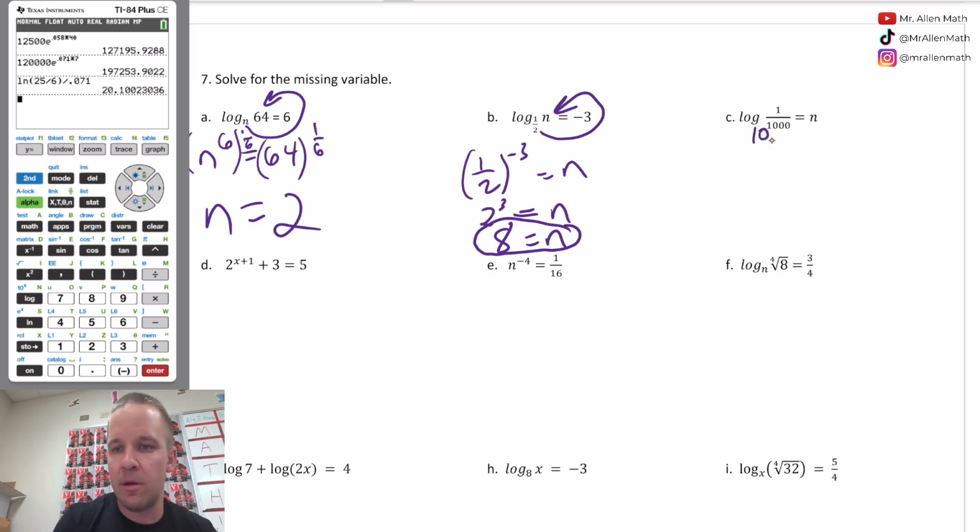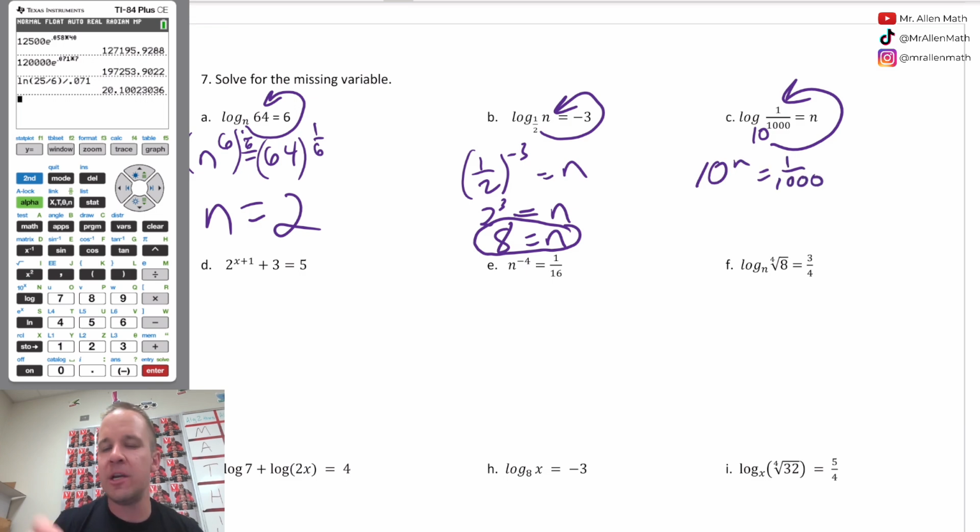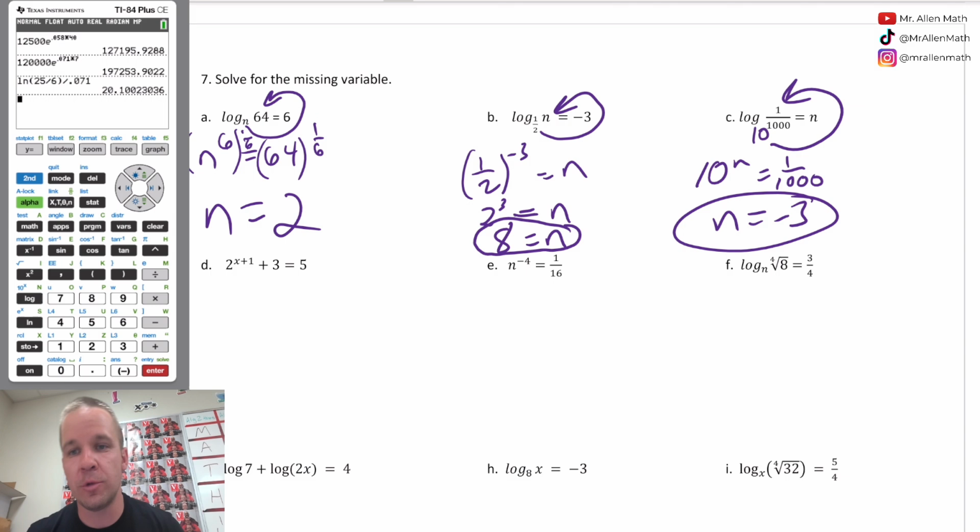All right, next one here. We got log base 10 of 1/1000. Loop it. Swoop it. There it is. 10 to the n equals 1/1000. 10 to what power would give me 1,000? It'd be 3. So 10 to the -3rd gives me 1/1,000, excuse me.